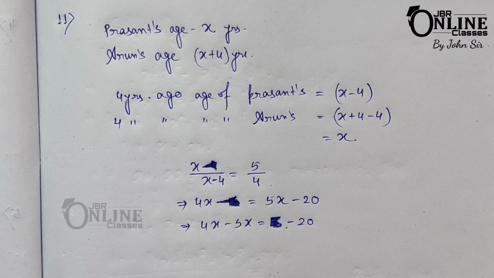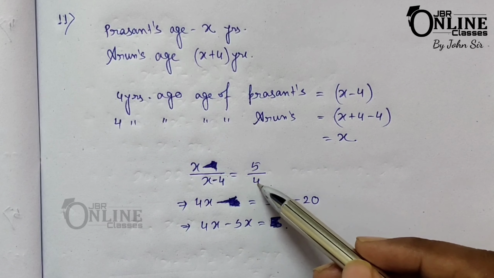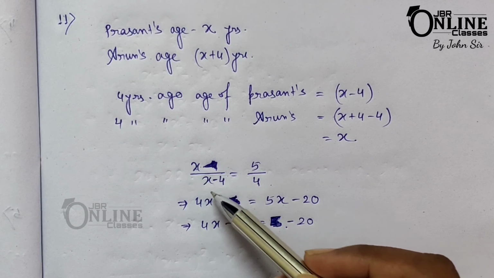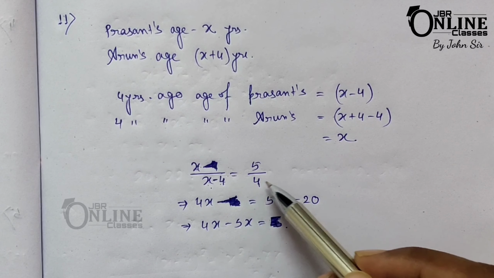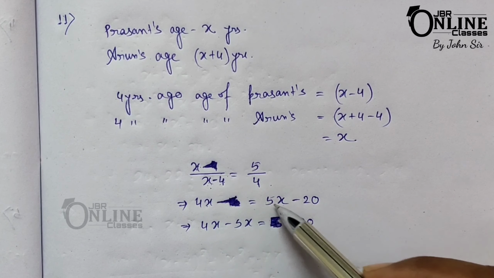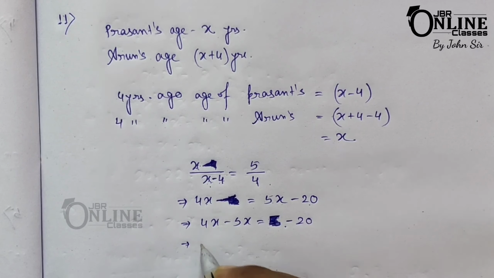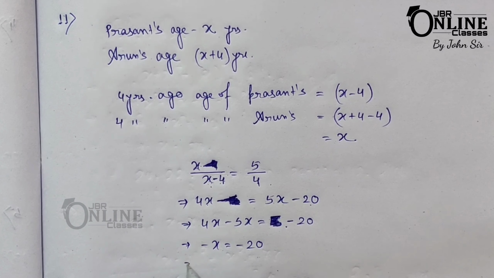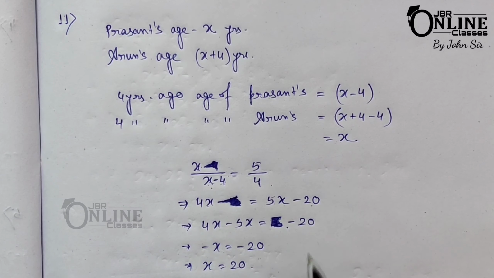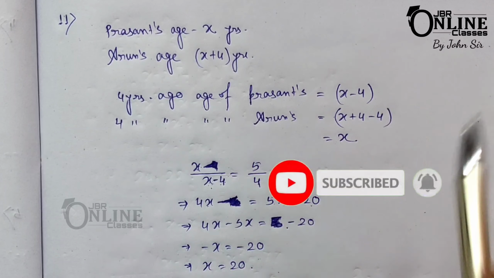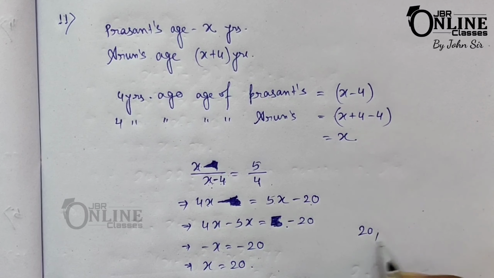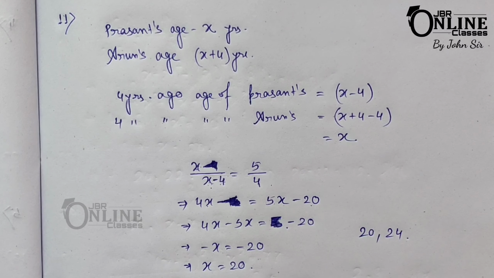Now according to the problem, the ratio of their ages, that means Arun's age and Prashant's age, the ratio equals 5 by 4. So here the age of Arun is x and the age of Prashant is x minus 4. So x by x minus 4 equals 5 by 4. Now cross multiply: 4x and 5x minus 20. So minus x equals minus 20. That means x equals 20. So the present age of Prashant equals 20 and the present age of Arun equals 24. So 20 and 24 is the answer.